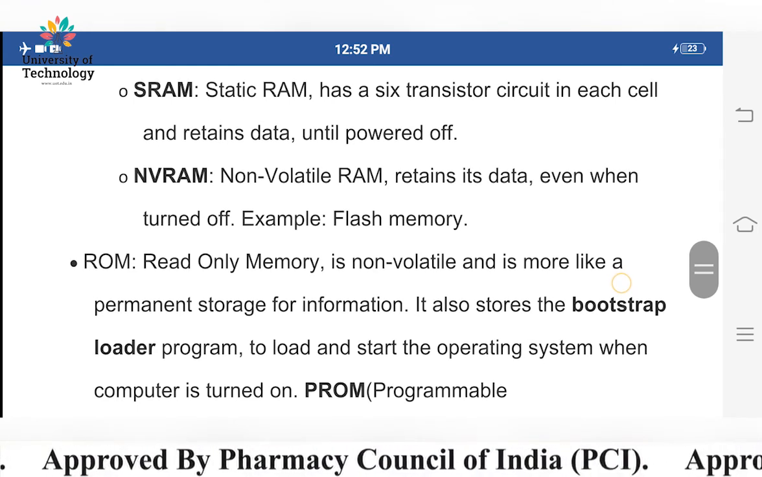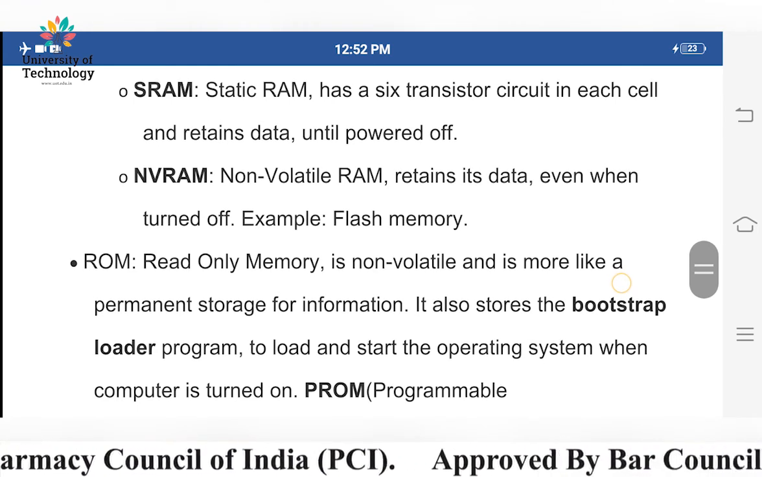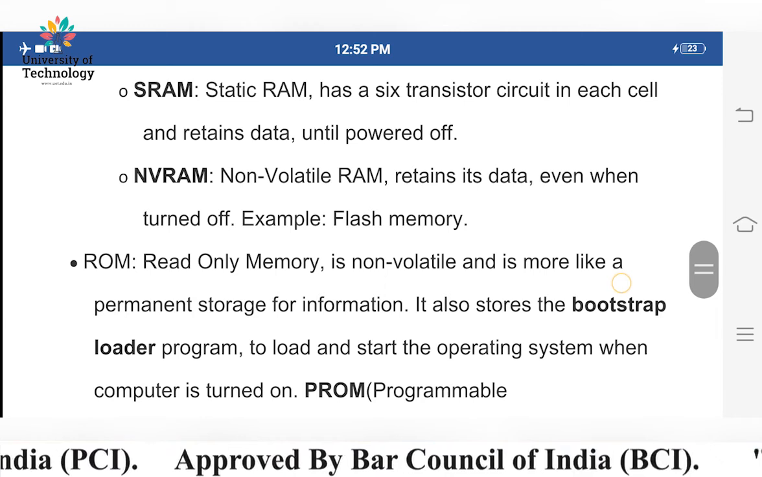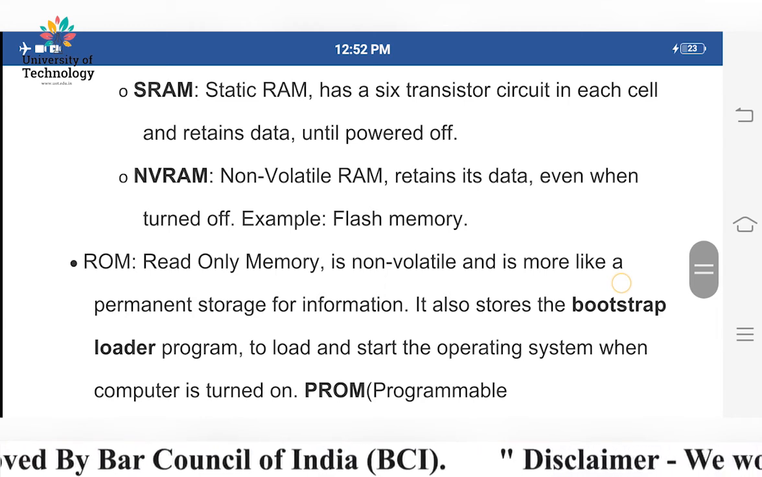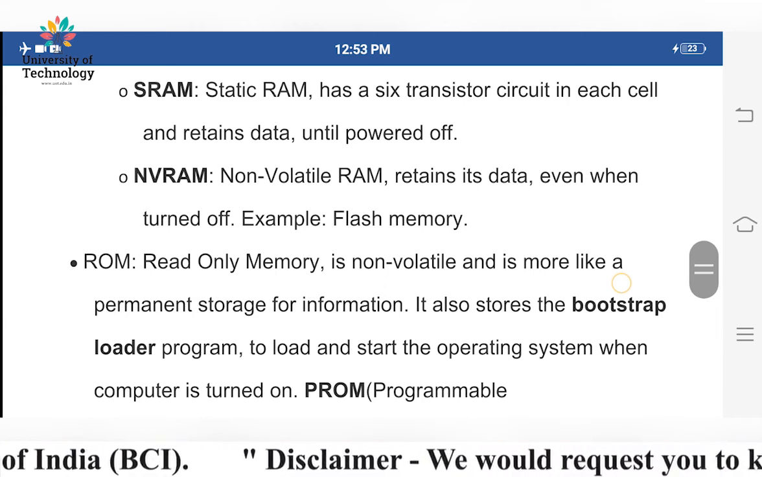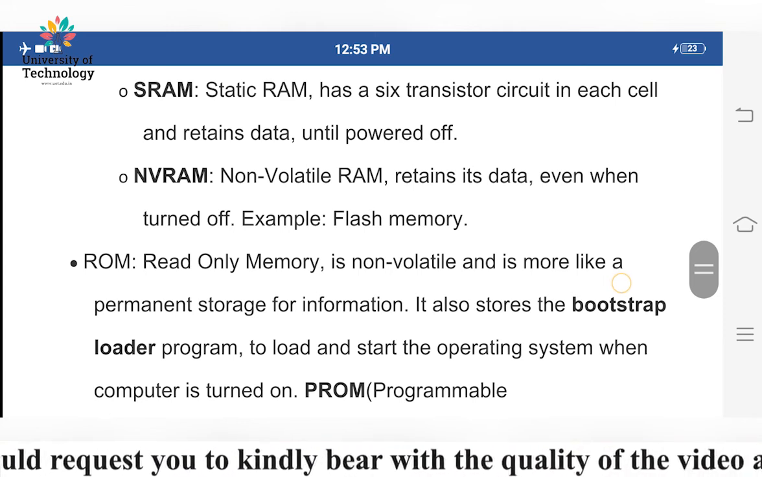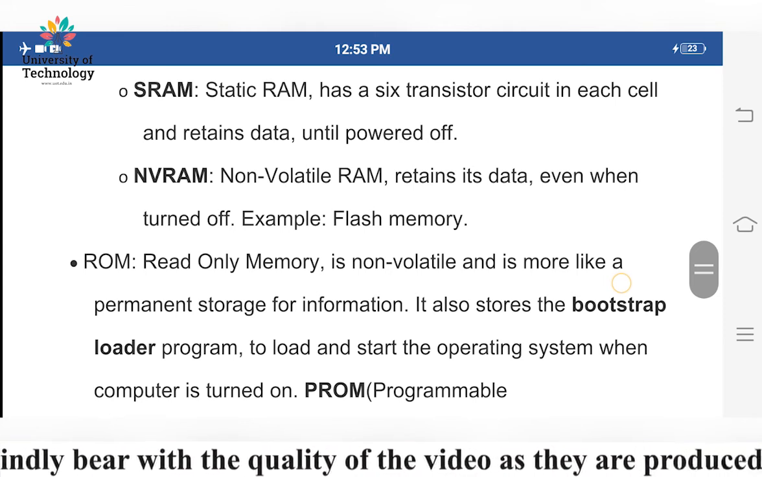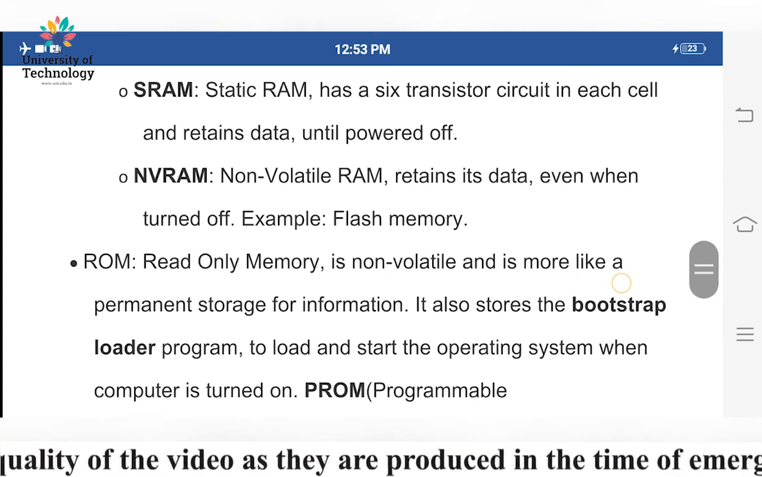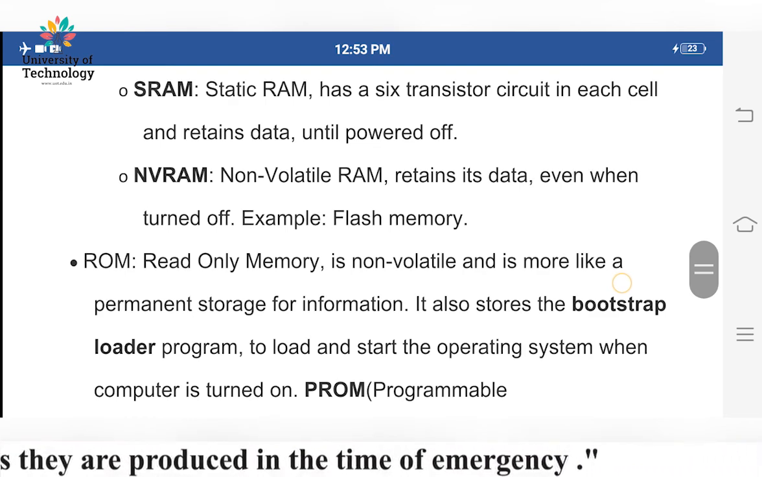Now what is non-volatile RAM? Non-volatile RAM retains its data even when it is turned off. What is the advantage of non-volatile RAM over SRAM and DRAM? It retains the data even when the power is switched off. A very good example of non-volatile RAM is flash memory.